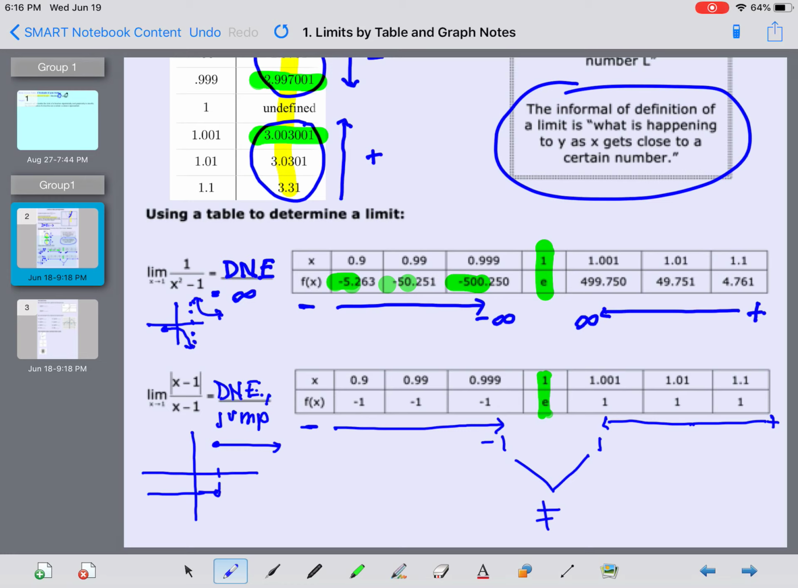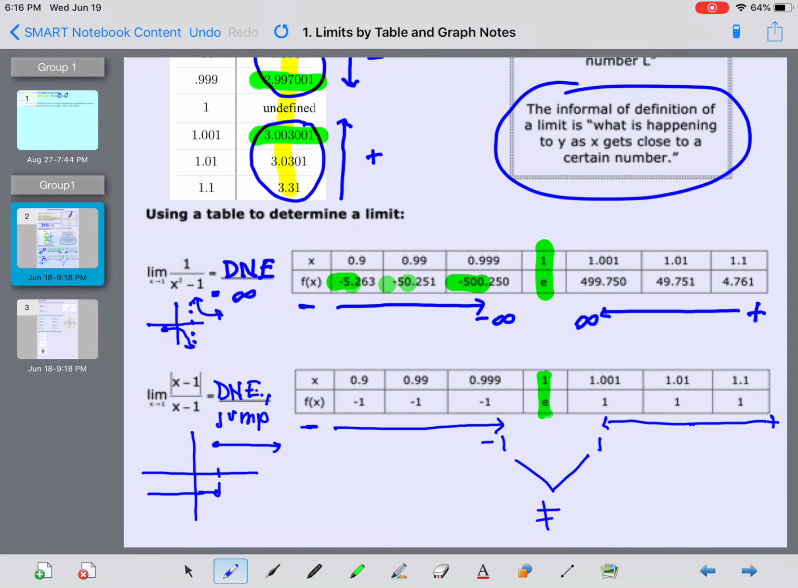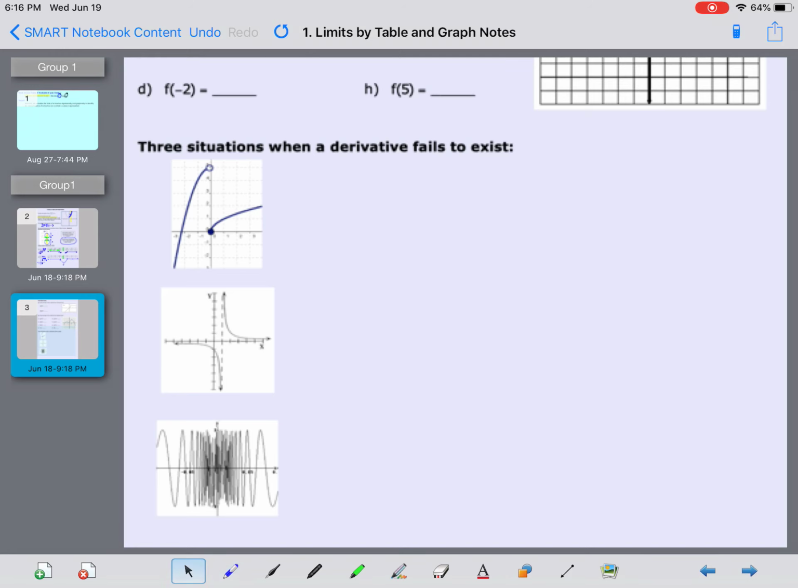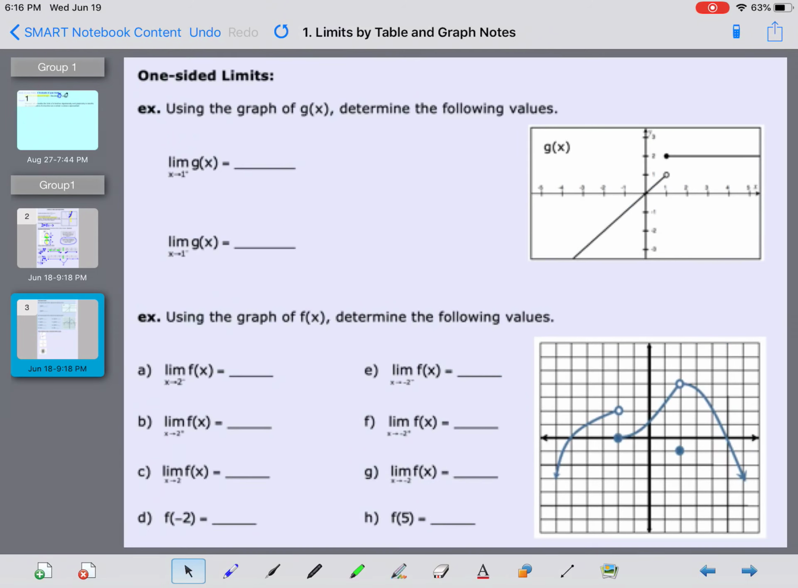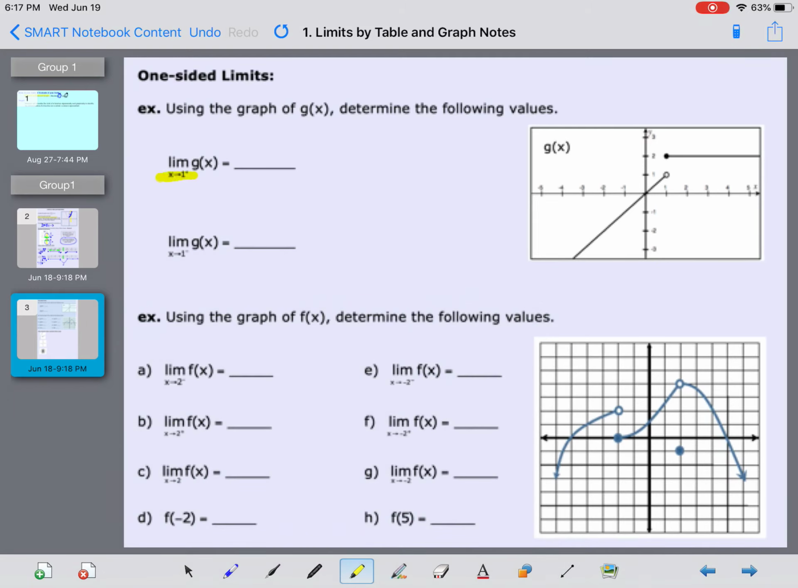Now, I've been talking about this idea from the left, from the right. We also have what we call one-sided limits. Okay, one-sided limits. The way we notate one-sided limits is kind of different from what you've seen right now. We use a notation that looks like this. And what's happening is we put a symbol behind the number. So there's a plus or a minus.